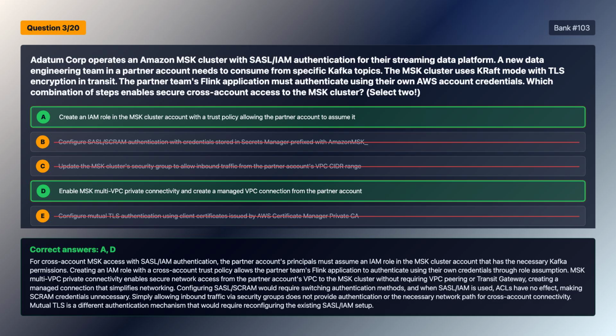MSK Multi-VPC Private Connectivity enables secure network access from the partner account's VPC to the MSK cluster without requiring VPC peering or transit gateway, creating a managed connection that simplifies networking. Configuring SASL/SCRAM would require switching authentication methods, and when SASL/IAM is used, ACLs have no effect, making SCRAM credentials unnecessary. Simply allowing inbound traffic via security groups does not provide authentication or the necessary network path for cross-account connectivity. Mutual TLS is a different authentication mechanism that would require reconfiguring the existing SASL/IAM setup.